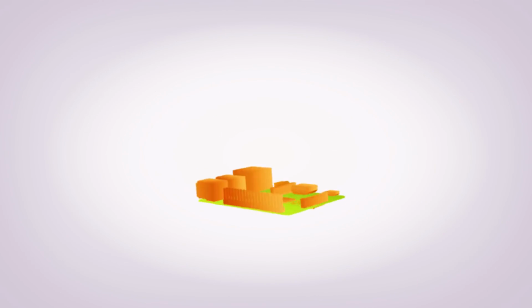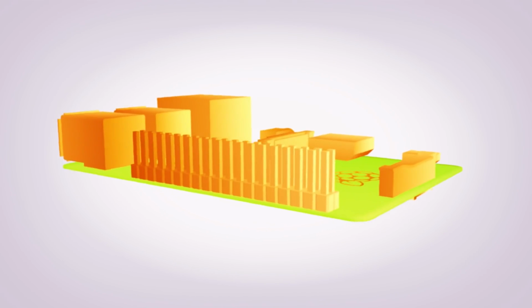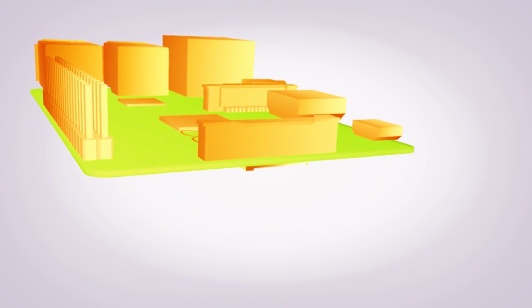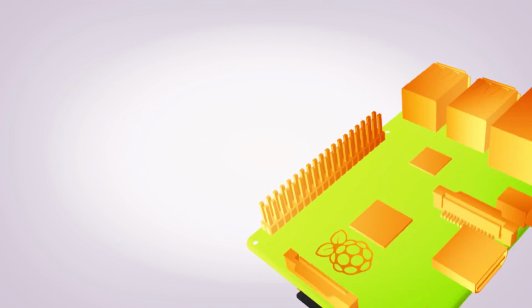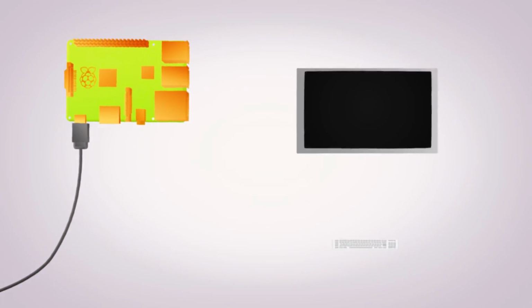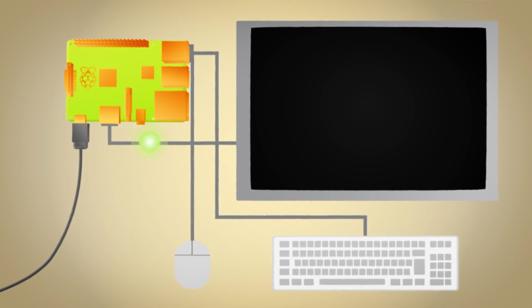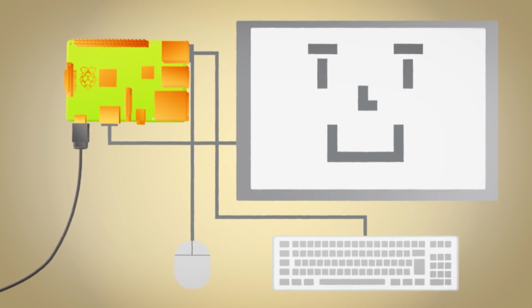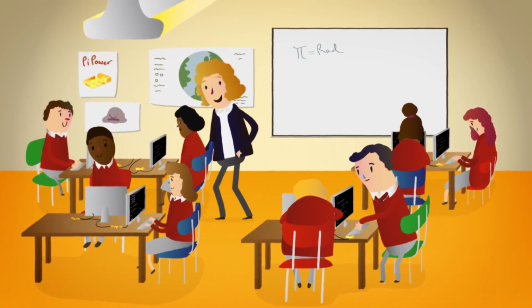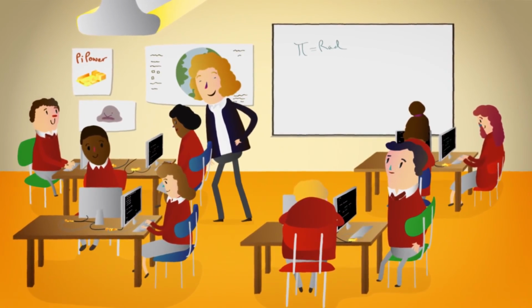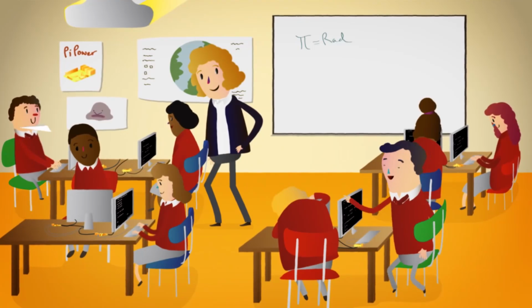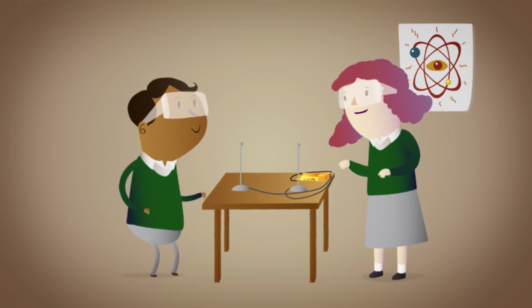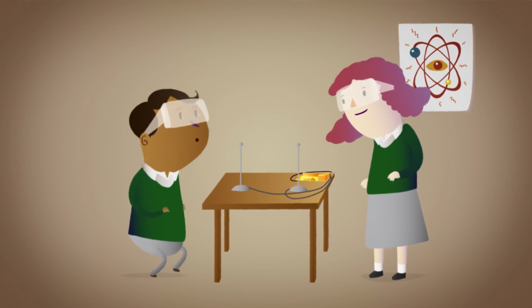It runs Linux, a free operating system from an SD card, just like the one in your digital camera, and it's powered by a USB phone charger. You just plug in a mouse and a keyboard, connect it to a TV or monitor, and you're ready to go. In schools, not only is Raspberry Pi a great way to learn programming skills as part of ICT, there are also dozens of cross-curricular applications like science and music.